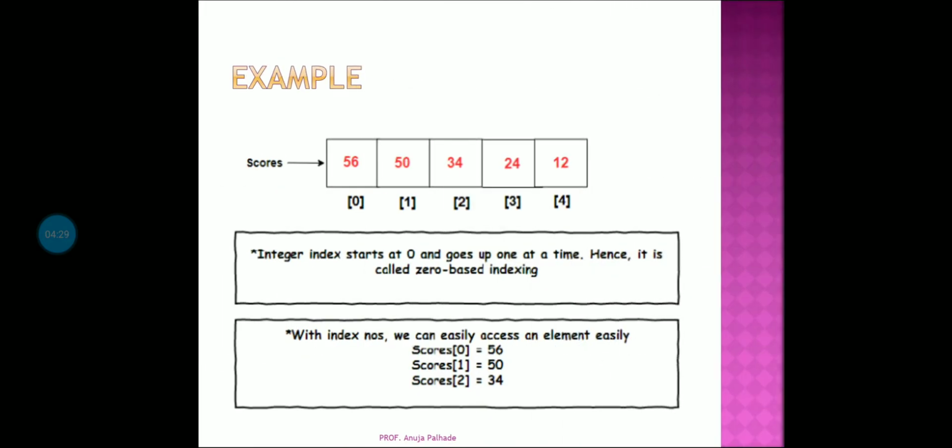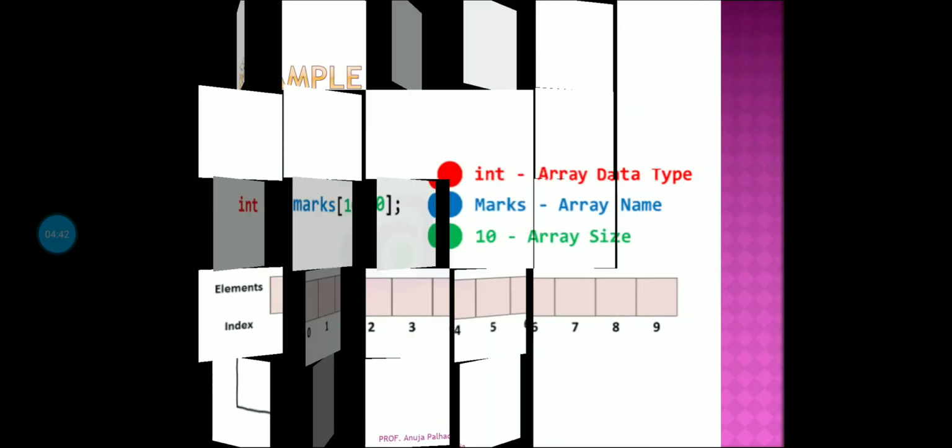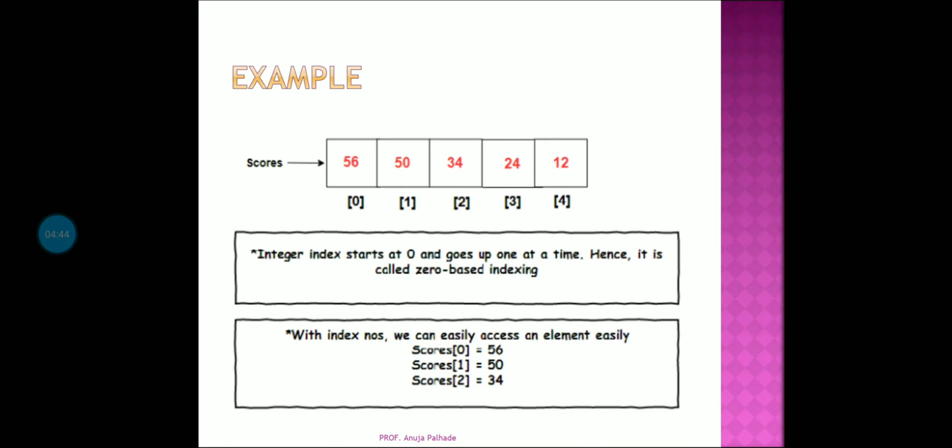This is another image for introduction. I have put the values here: 56, 50, 34. You can put any values. If you declare this array as integer, you can put any integer values. These are the indices and these are the scores. This is the student table of marks. This is the mark array, that's why I put mark inside it.